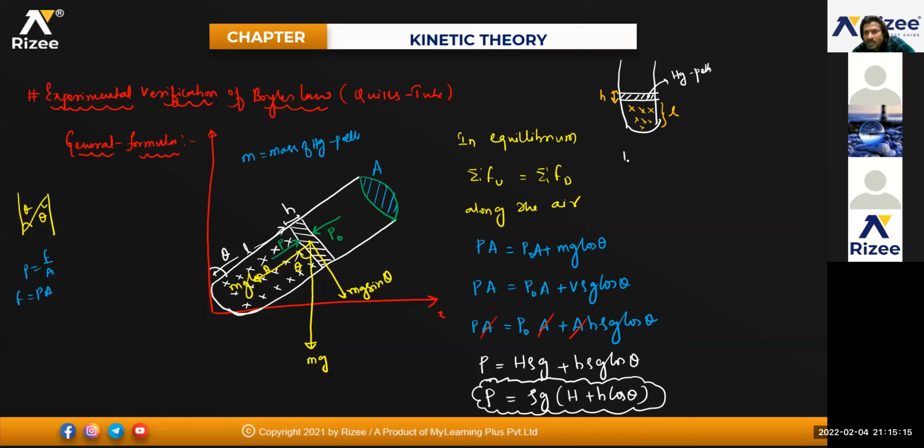So P is equal to rho g into capital H, where capital H is the atmospheric height. That is 76 centimeter of mercury column, something like that. Rho is the density of mercury. That will generally be equal to 13.6 gram per cc. That will be equal to 13.6 into 10 to the power 3 kg per meter cube. Clear, beta? Is that clear?